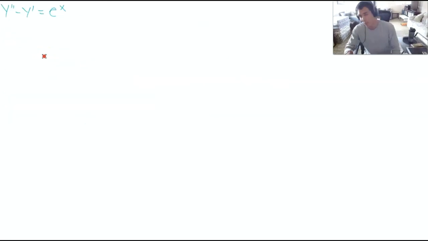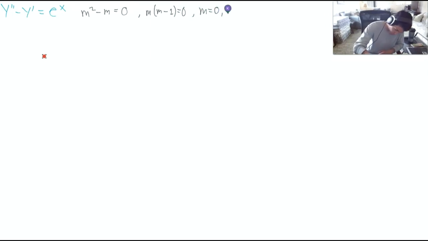To solve this differential equation, we're going to use two methods. We're going to use the method of undetermined coefficients, and we're going to use variation of parameters. Let's start with the method of undetermined coefficients. Okay, to save space, I'm going to start writing here. m squared minus m is equal to 0. We could see this as m times m minus 1 is equal to 0. Then m is equal to 0 and m is equal to 1. Those are the two roots.